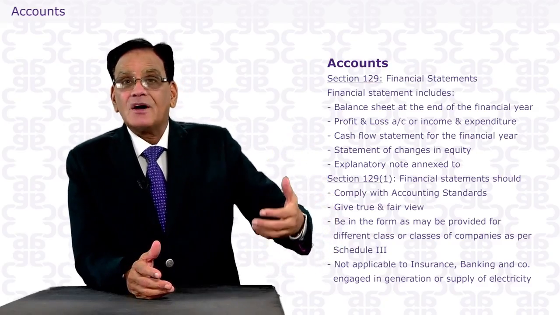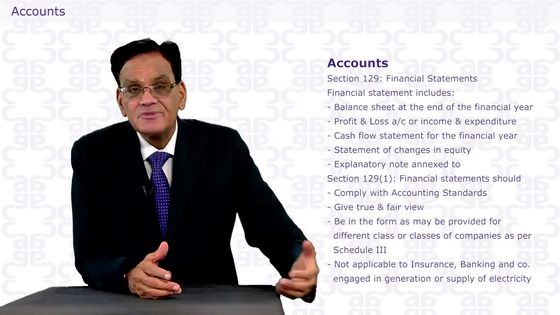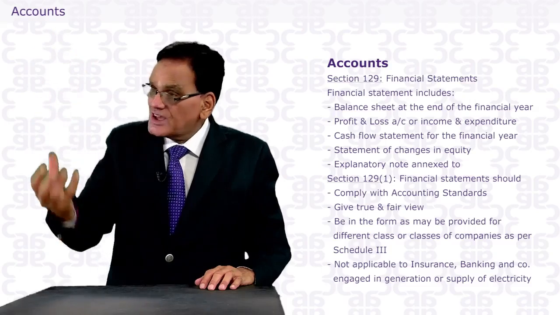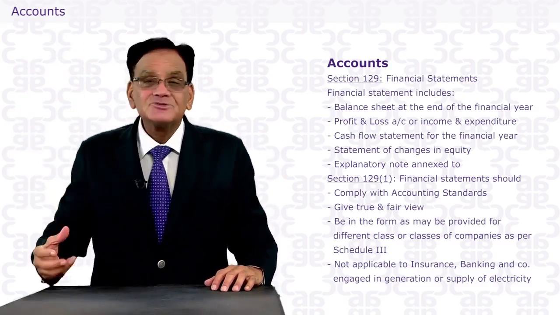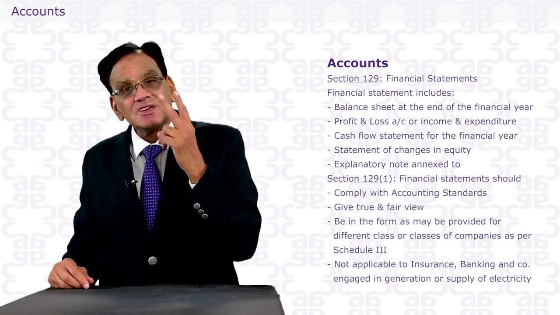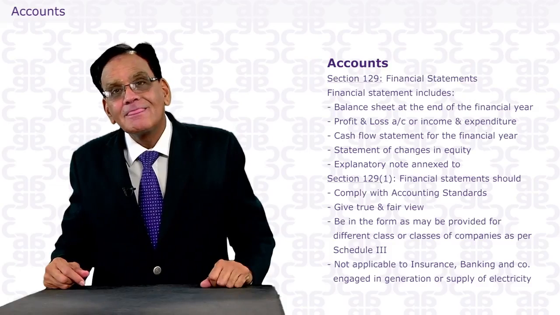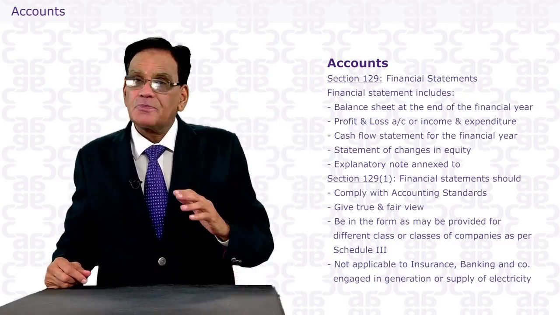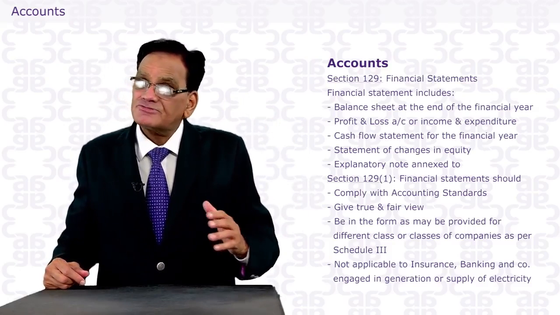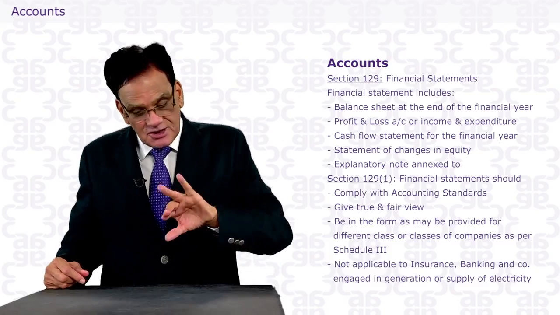You have to prepare after complying with the accounting standards. You have to show the true and fair view. But when it comes to the electricity company, the insurance company, and the banking company, then two things are provided. One, nothing of this section will apply, which means you are not to prepare their accounts as per Schedule 3 of the Companies Act 2013. So nothing of this section will apply.